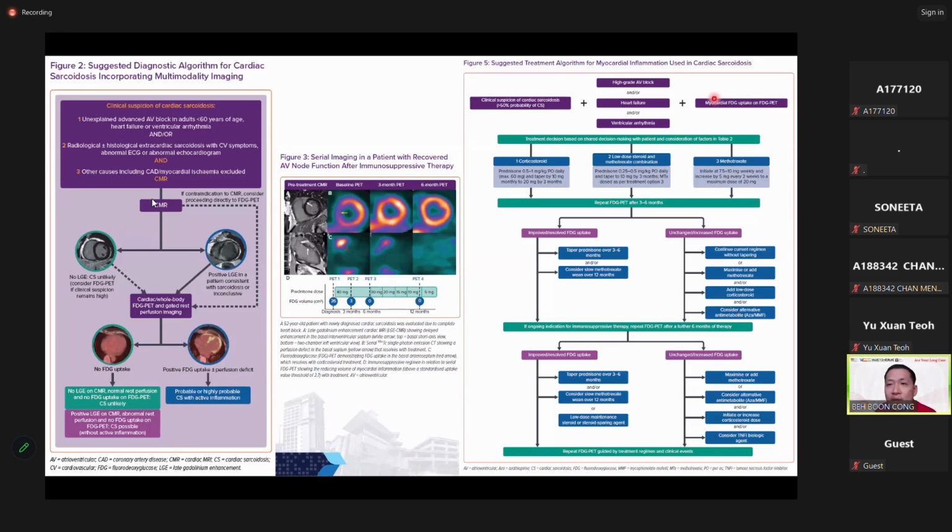So the patient went for a PET scan, which confirmed there's an uptake in the heart, which is suggestive of cardiac sarcoidosis. So the treatment is to give immunosuppressant, your steroid. Okay, corticosteroid or a combination with non-steroid based treatment.